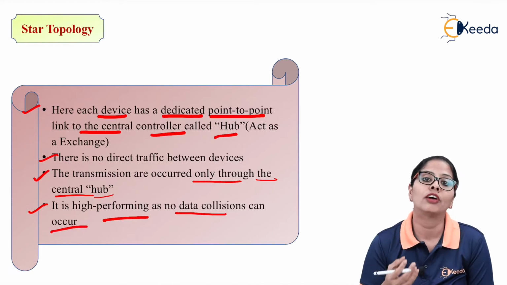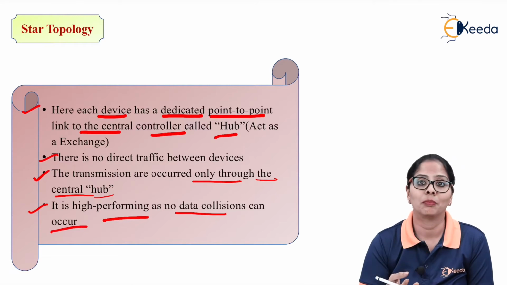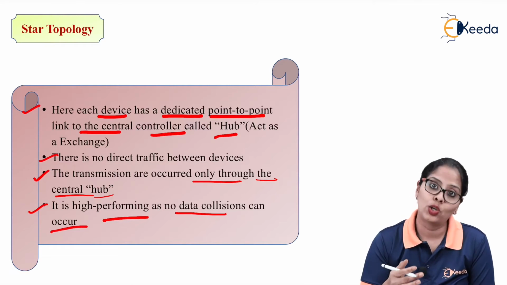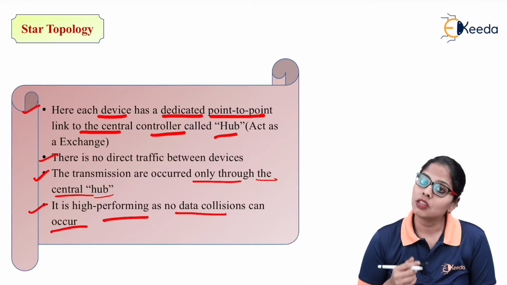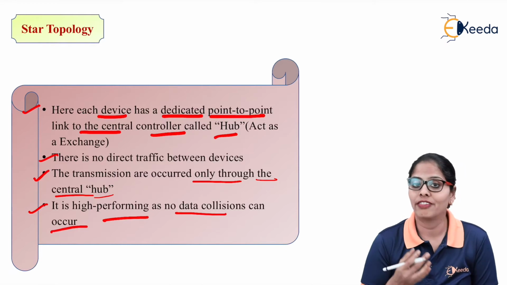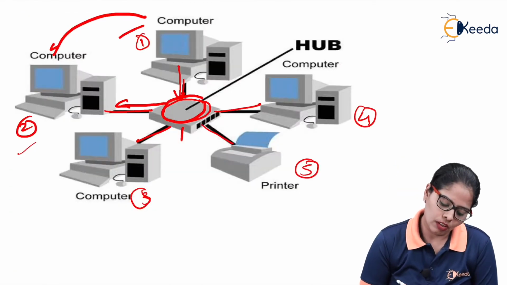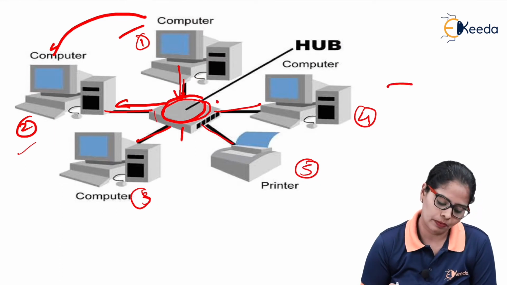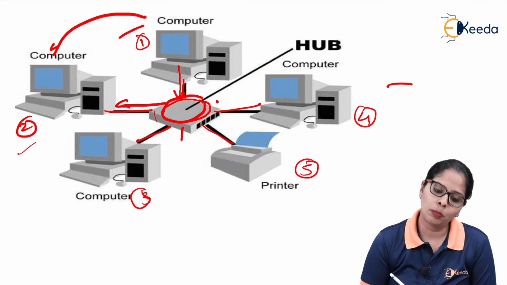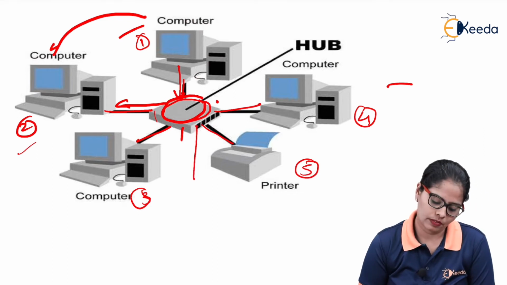But here, whenever you want to send data, you first send it to the hub, and then the hub will decide when to send. That function is done by the hub. Because of that, the collision chances are very less. So this is our star topology. All devices are connected with the central hub. So whenever you want to make any connection, you have to connect directly with the hub.